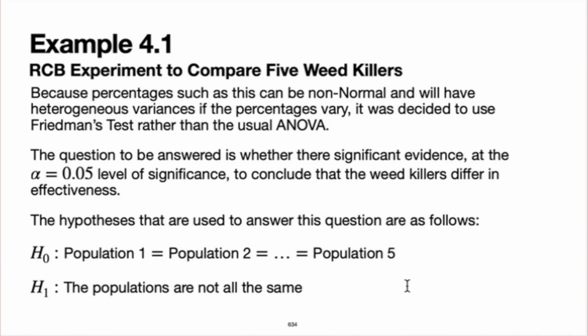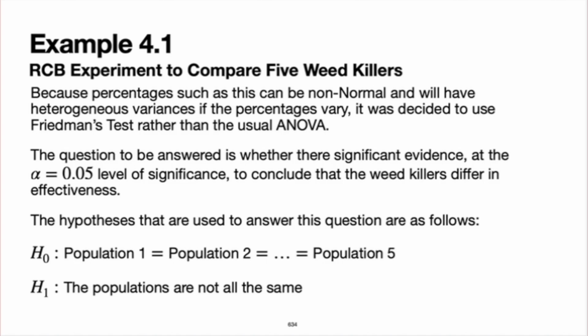We were assuming that the weed killers are all equivalent, they're all the same in terms of their effectiveness. We've rejected that hypothesis at the 0.05 level of significance, and we're concluding that the populations are not all the same. And in the context of the problem, we would say that the weed killers are not equal in terms of their effectiveness. At least one of the weed killers is different than the rest in terms of its efficacy. And so a very natural question would be, where are the differences? Which weed killers are different from the others?